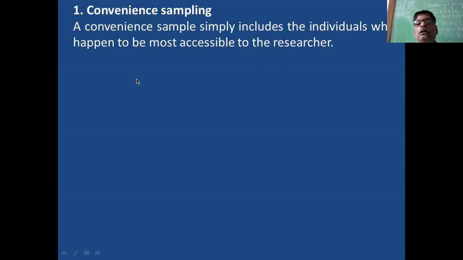Okay. Then what are the methods of non-probability sampling? First is convenience sampling. A convenience sample simply includes the individuals who happen to be most accessible to the researcher. The persons who are most accessible to the researcher, those people are selected. Convenience sampling, as per your convenience.